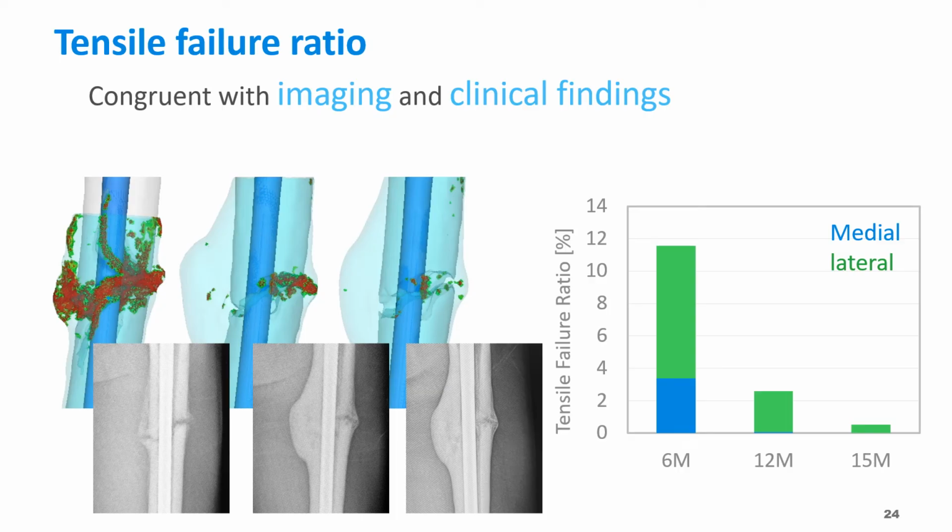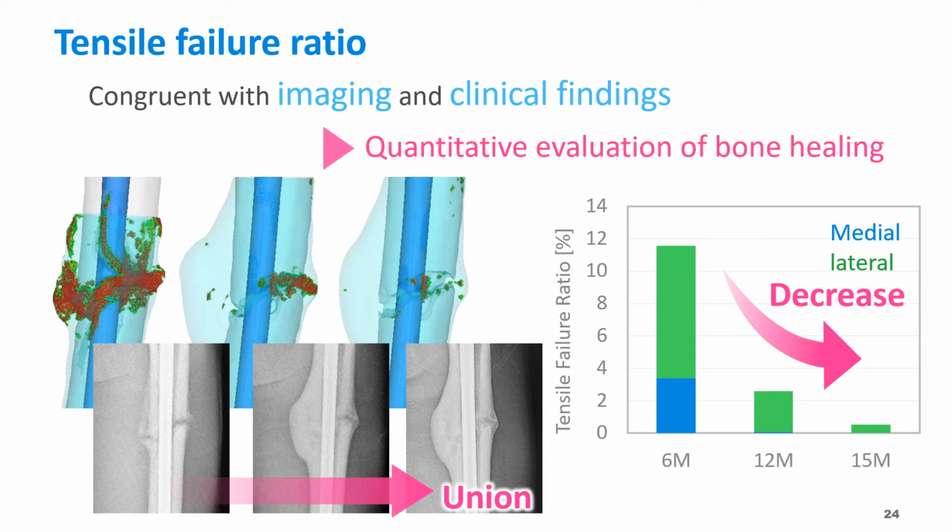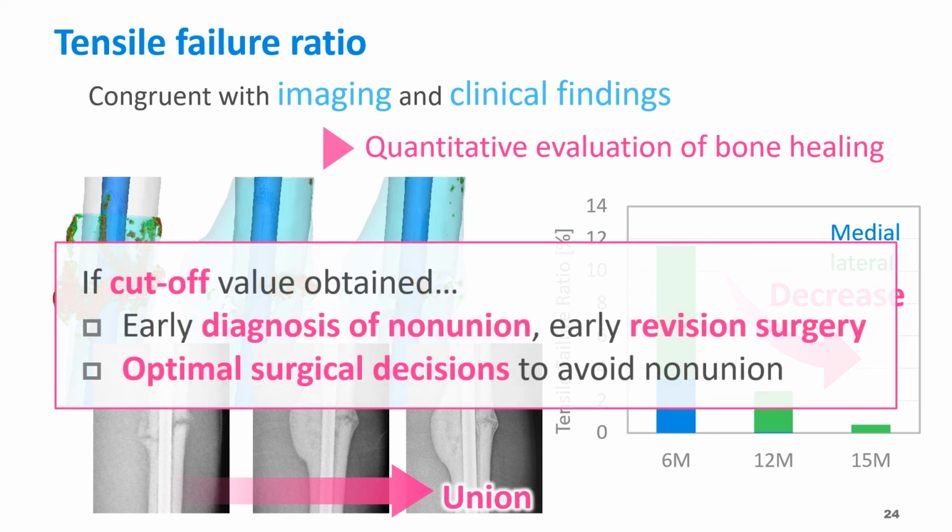With regard to the tensile failure ratio, it decreased over time, which was consistent with the imaging findings indicating bone healing. This indicated the possibility of quantitative evaluation of bone healing progress. Furthermore, if the cutoff value or rate of change resulting in non-union can be obtained by increasing cases in the future, it is expected to be applied to the early diagnosis of non-union, early determination of revision surgery, and determination of the optimal surgical procedure preoperatively.